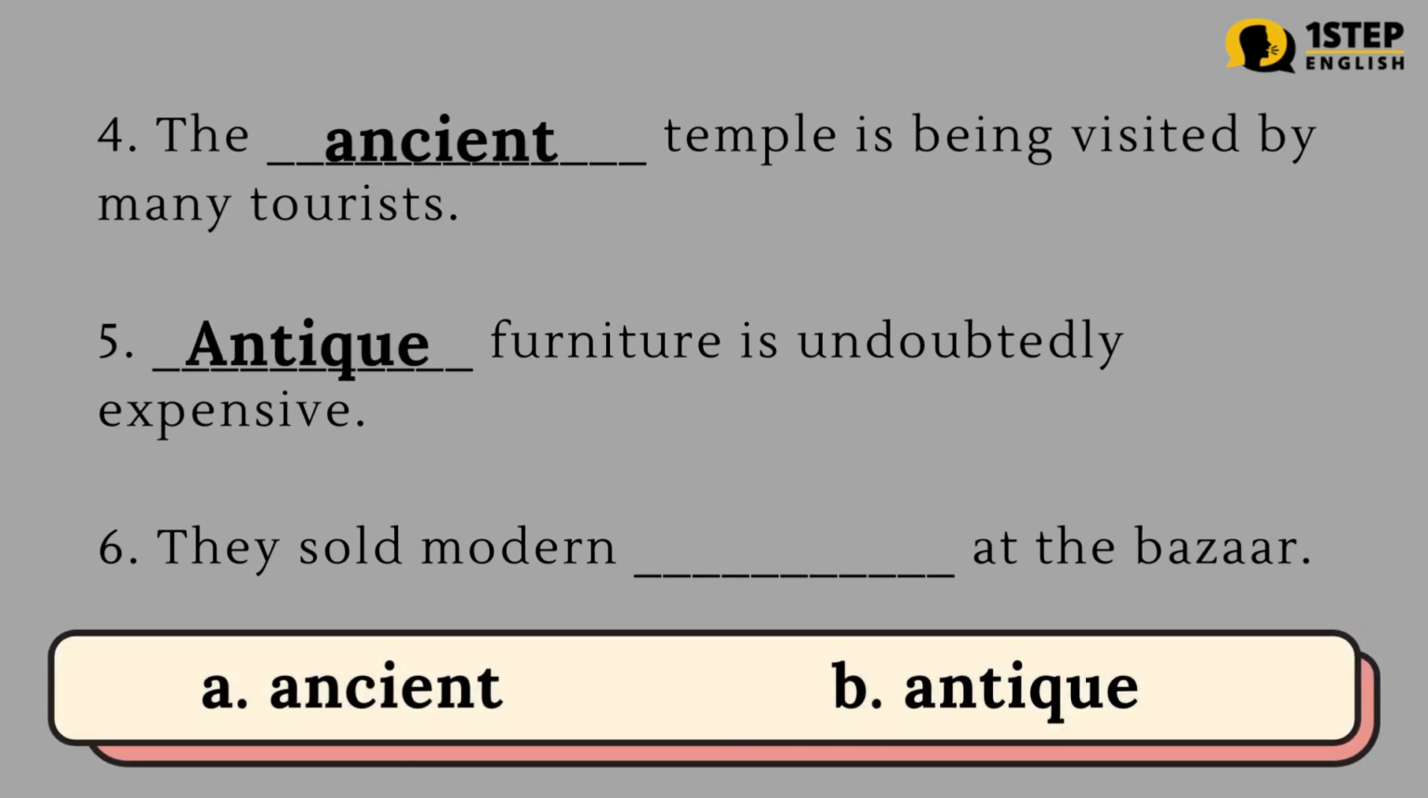The correct answers are: Number 4. Letter A. The ancient temple is being visited by many tourists. Number 5. Letter B. Antique furniture is undoubtedly expensive.